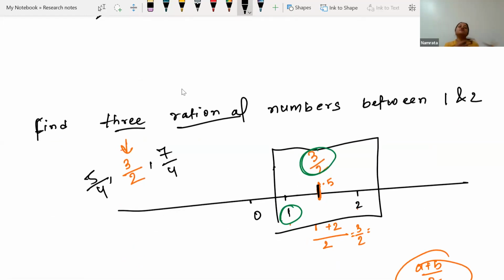In between 1 and 2, infinite numbers are there. Okay? Infinite decimal numbers are there. So among that infinite decimal numbers, any three we have to find. Your answer, your friend's answer, your other friend's answer, everyone's answer will be different here. And that is fine because in between 1 and 2, we have to find any three rational numbers. If you are picking the first 3, another one is picking the other 3, that is fine. Just it has to be in between 1 and 2.